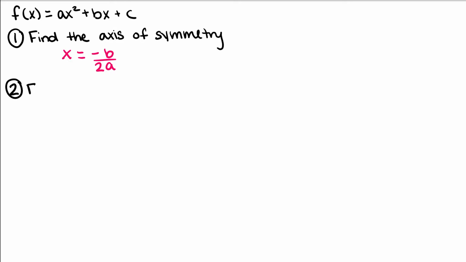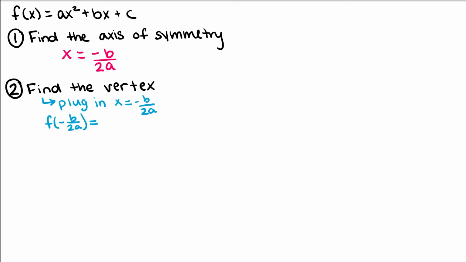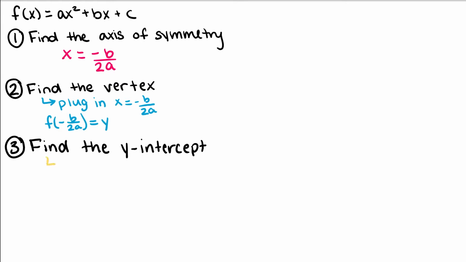Next, find the vertex. We find the vertex by plugging in our axis of symmetry, or that x equals negative b over 2a, into our function. This gives us the y-coordinate of our vertex. Third, we'll find the y-intercept of our quadratic function. We do this by setting x equal to 0. Plug in 0 for x, and your solution is your y-intercept.